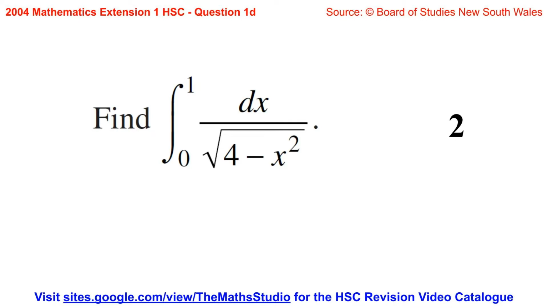Question 1d. Find the definite integral from x equals 0 to x equals 1 of 1 over the square root of 4 minus x squared dx.